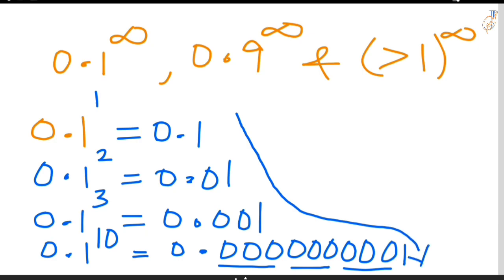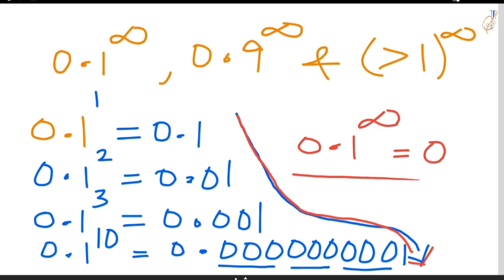It illustrates that 0.1 raised to the power of infinity equals 0, because the value is getting smaller and smaller, approaching 0. That's why 0.1 raised to the power of infinity is equal to 0.